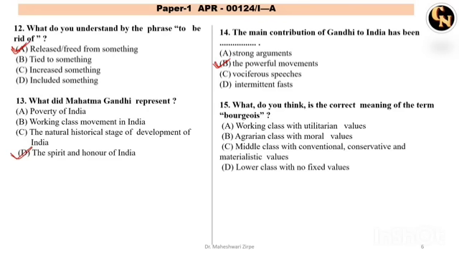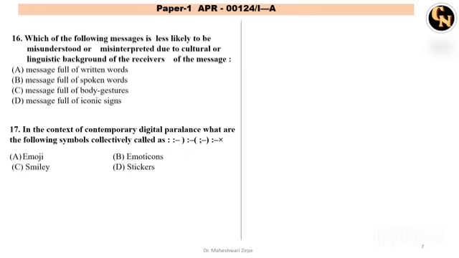The next one is, what do you think is the correct meaning of the term bourgeois? Bourgeois literally means middle class, madhyavarti. So middle class with conventional, conservative and materialistic values. Here you will find option C is the correct option. Okay, then let us go to the next one.